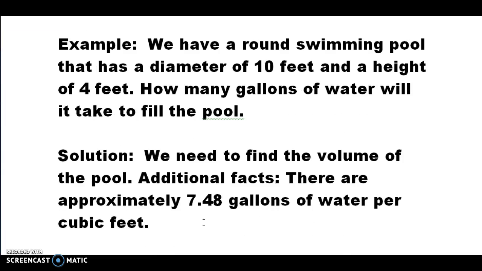So here we have an example. We're going to take a round swimming pool that has a diameter of 10 feet and a height of 4 feet. How many gallons of water is it going to take to fill that pool? So in order to do this solution, we need to find the volume of the pool. We need one additional fact, which is that there are approximately 7.48 gallons of water per cubic foot.